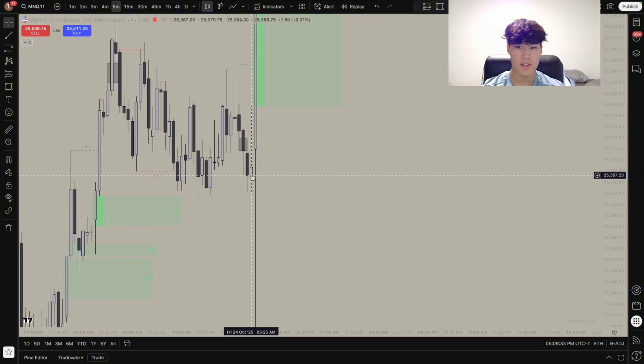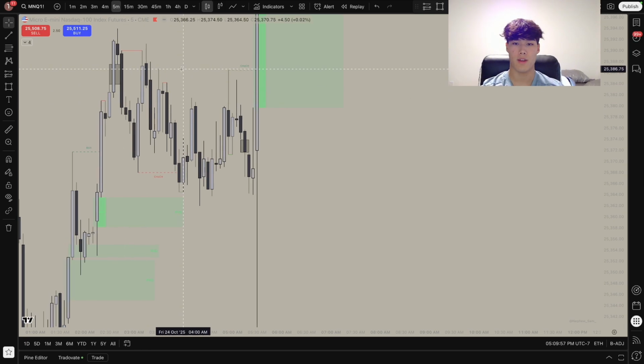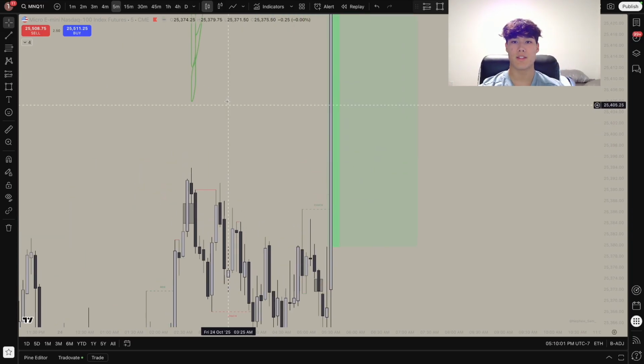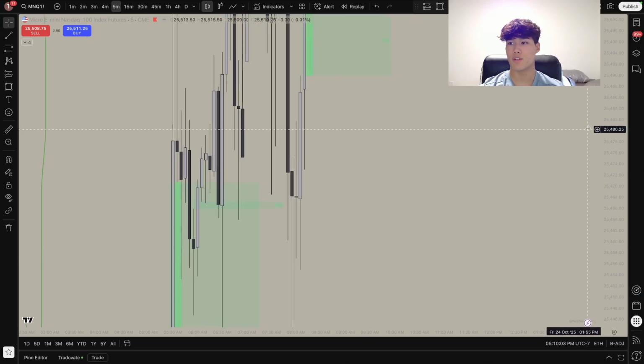Now, the reason this is not an inverse fair value gap is because it's a wick, right? It's not a body closure. You need a body closure to be an inverse fair value gap. This is just a wick. You need the body to close above this fair value gap to be a bullish inverse fair value gap. See? This one right here, the body closed, and this is a bearish inverse fair value gap. If it was just a wick all the way up here, it would not be an inverse fair value gap. You need a body closure. But yeah, guys, that is the lesson for fair value gaps and inverse fair value gaps.